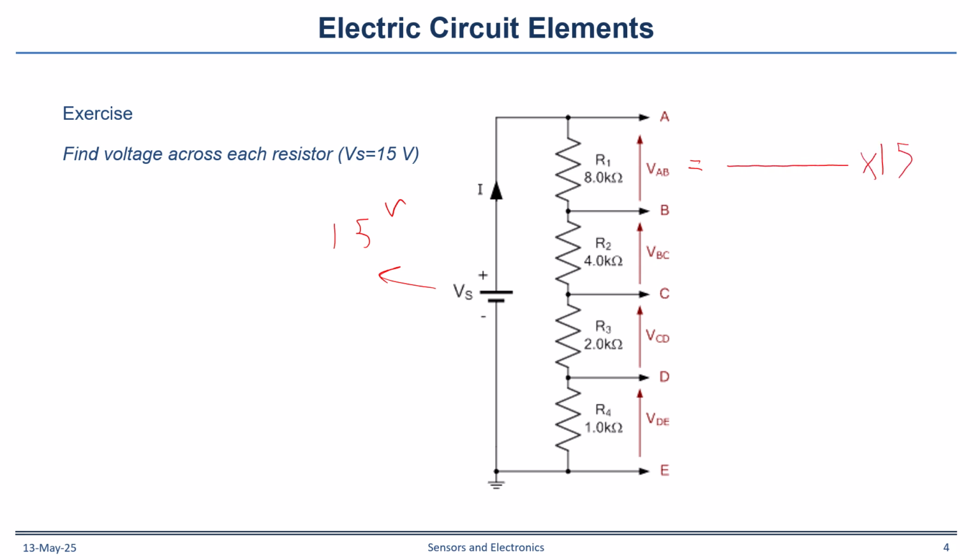Vs multiplied by the resistor that we want, divided by the summation 8 plus 4 plus 2 plus 1, will be 8 volts. If we do this for this one, 15 multiplied by 4 divided by 15 would be 4. So this one will be 2 and this one will be 1 volt.